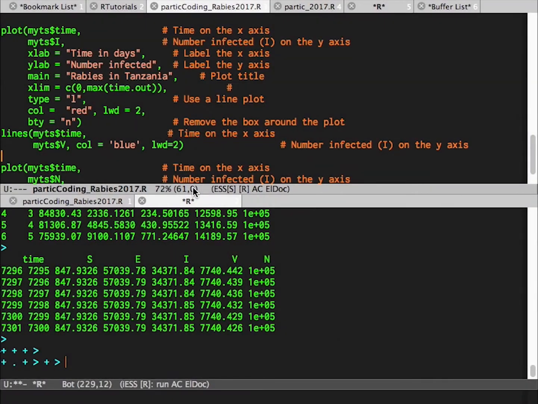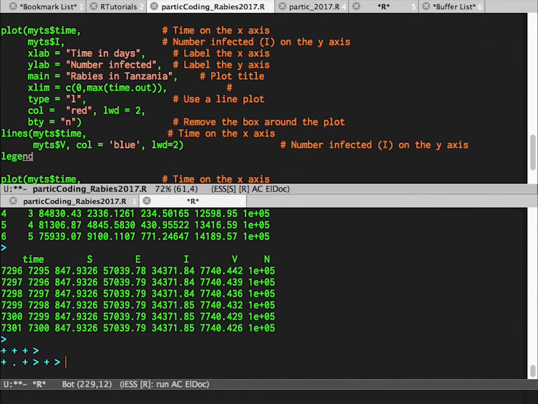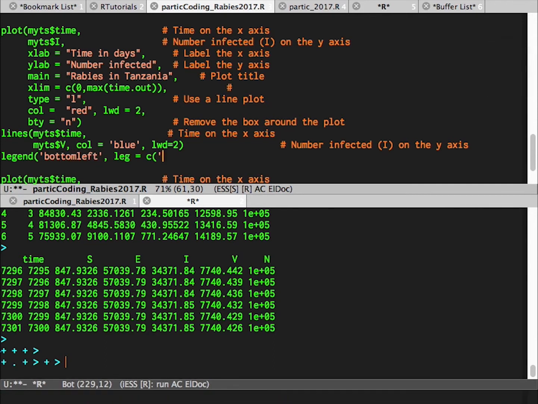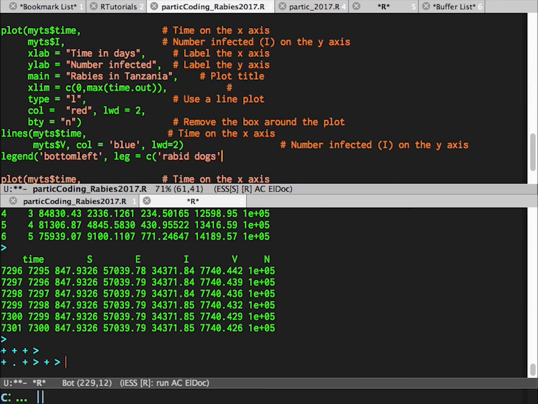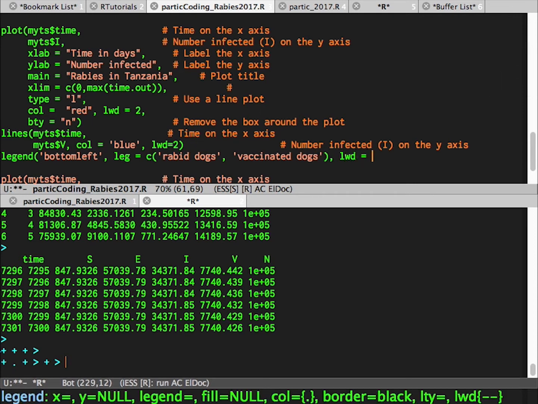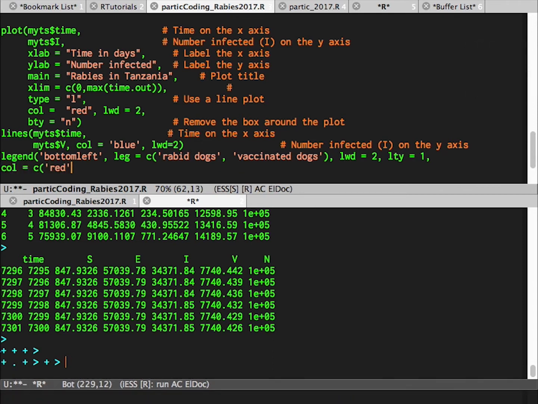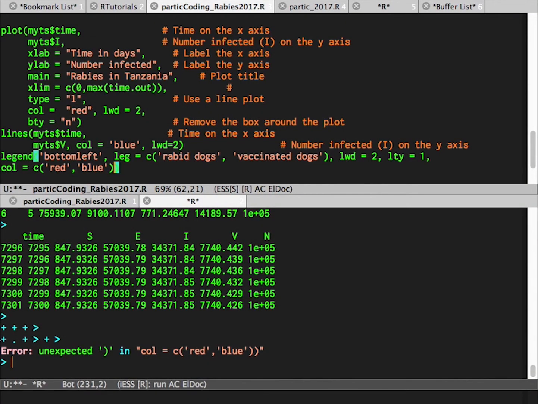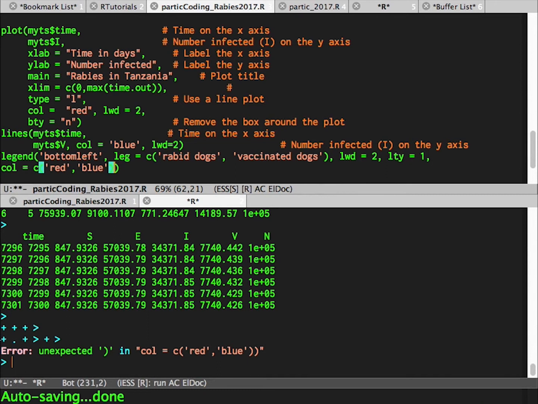Let's put a legend on here so everybody's on the same page. So bottom left. So we're showing infected, or let's call them rabid dogs, and vaccinated dogs. And what do I have going on?